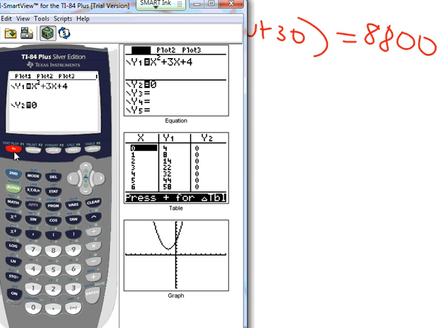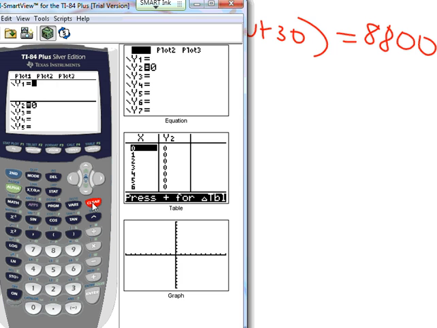So I'm going to go to y equals, and that's w, and I'm going to call it x, because x is just as good as w. Here's x times x plus 30. Stay with me now. You can all do that if you have a calculator. X times x plus 30. Then what's the other side? All right, so down here I type in 8,800.